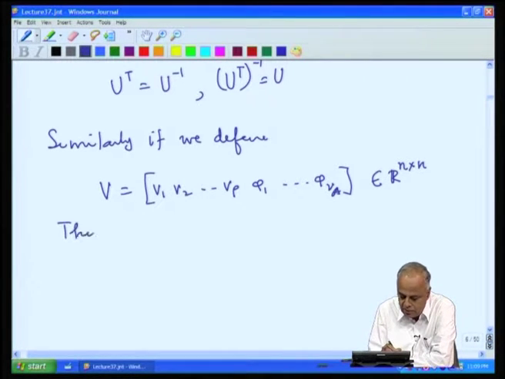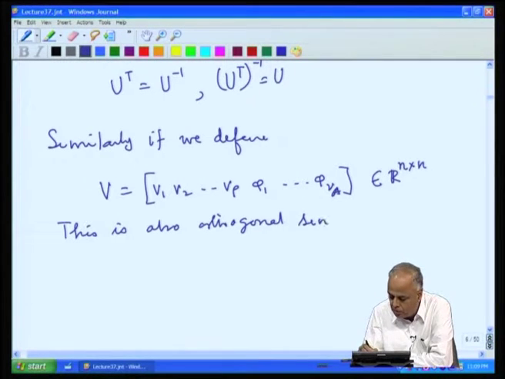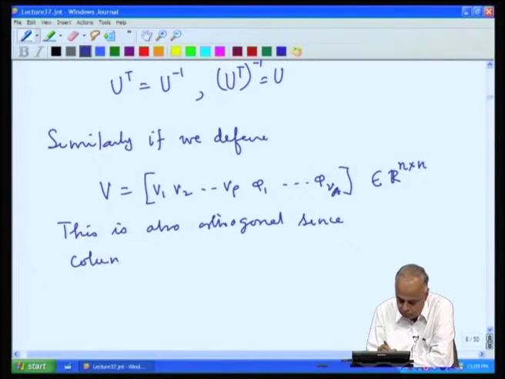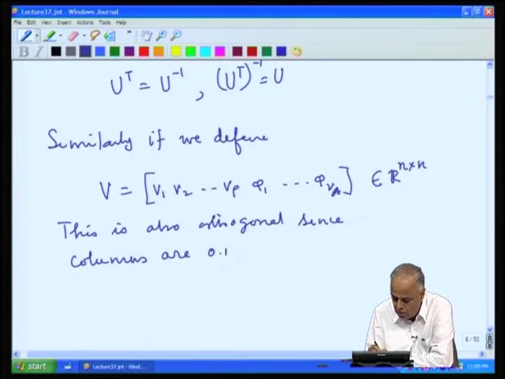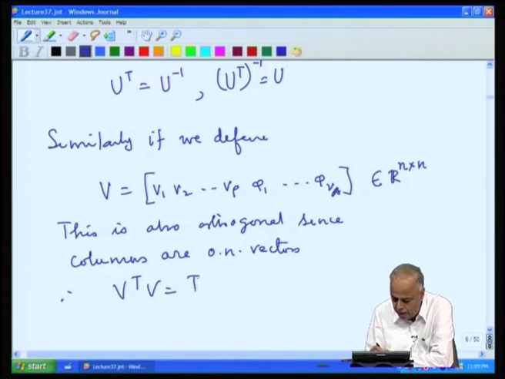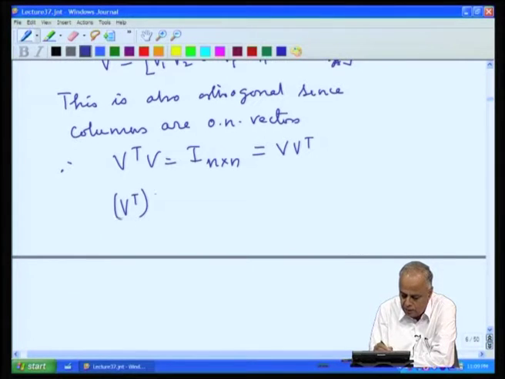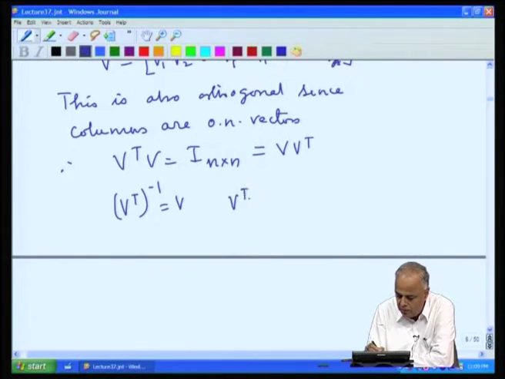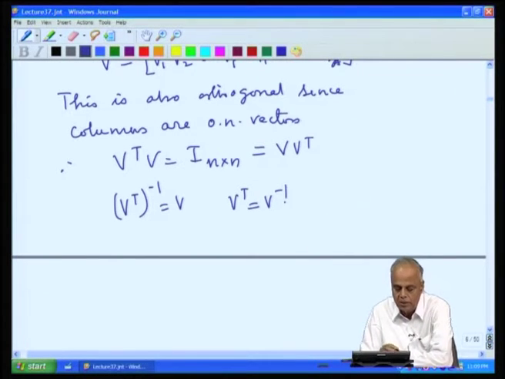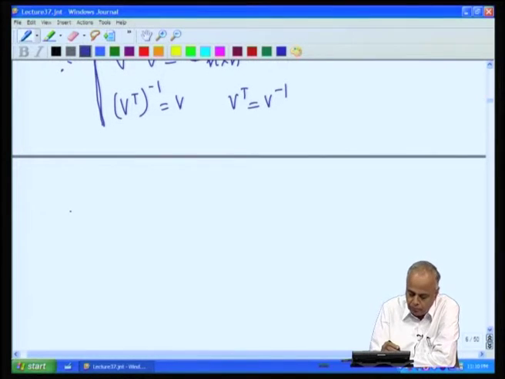And this is also an orthogonal matrix. Now, it is an orthogonal n by n matrix since columns are orthonormal. Columns are orthonormal vectors, and therefore, V transpose V equal to identity. Now, all are n by n matrices, V transpose, and V transpose inverse is V and V transpose is V inverse. So, these are two important matrices that we have constructed.